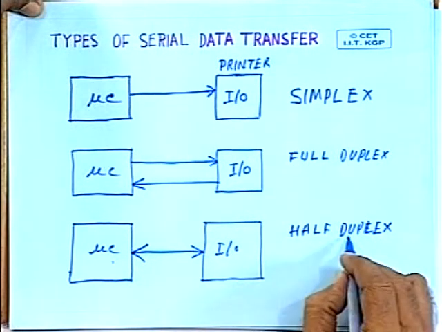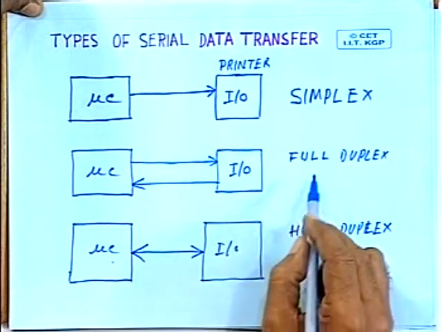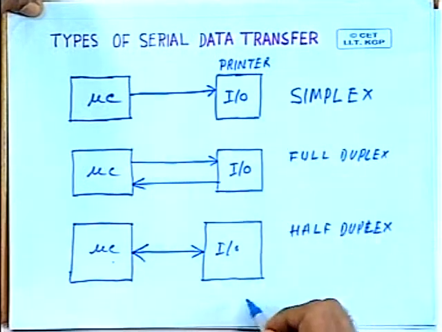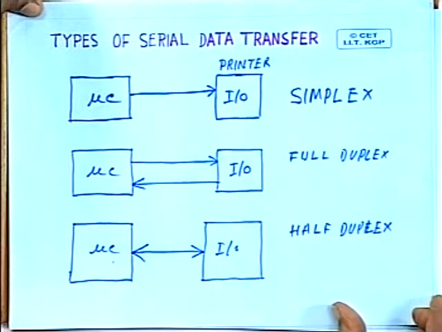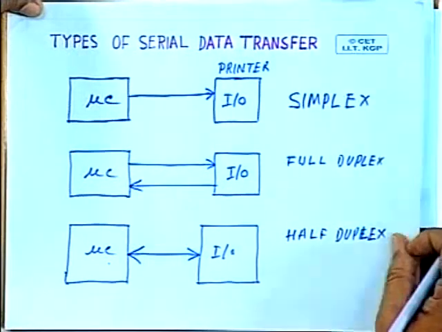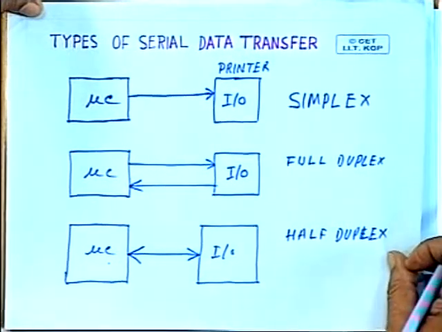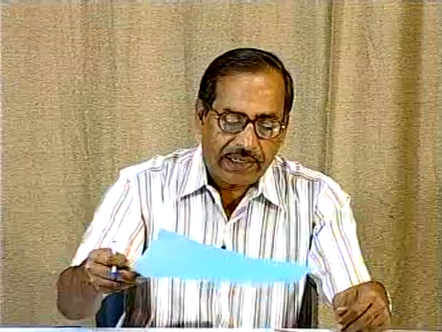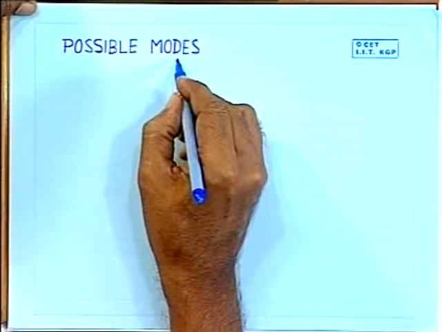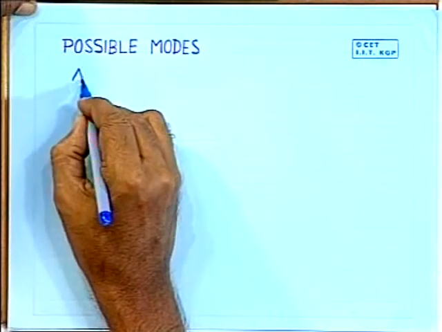So half duplex, full duplex and simplex, these are the three possible types of serial data transfer that take place in day-to-day use. And let us see what are the possible modes by which serial data transfer is possible. There are two techniques, one is known as asynchronous.